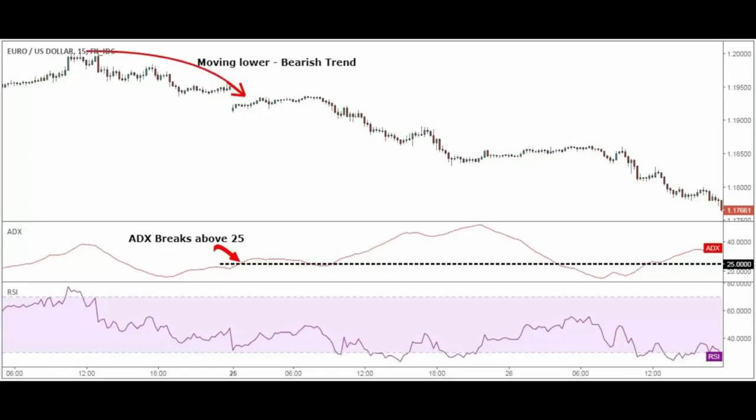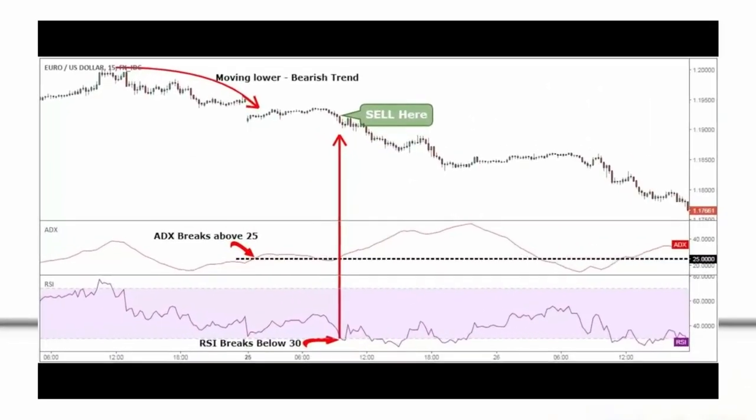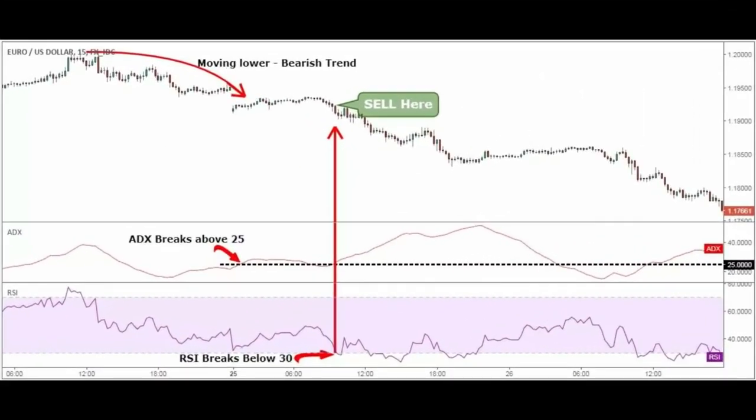Now, it's time to focus on the catalyst that will trigger our sell signal for the best ADX strategy. Step number 3, sell when the RSI indicator breaks and shows a reading below 30. For our entry signal, we'll be using the RSI indicator that uses the same settings as the ADX indicator settings. Normally the RSI reading below 30 shows an oversold market and a reversal zone.